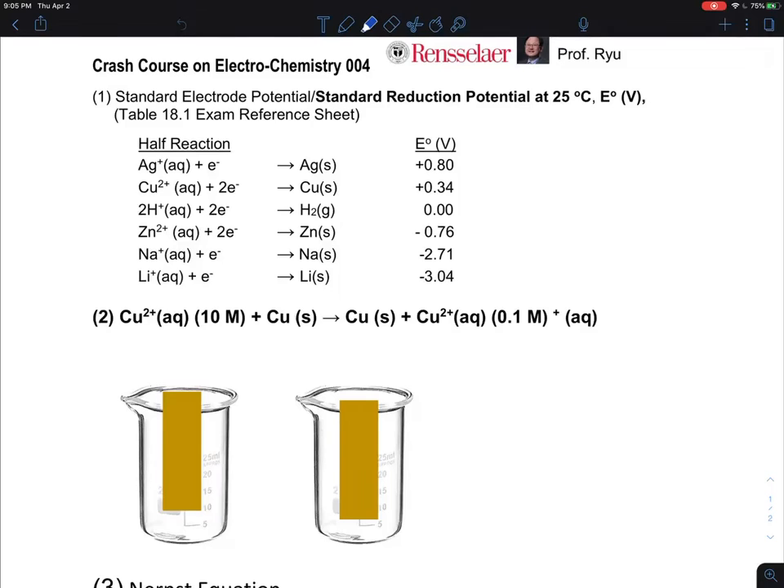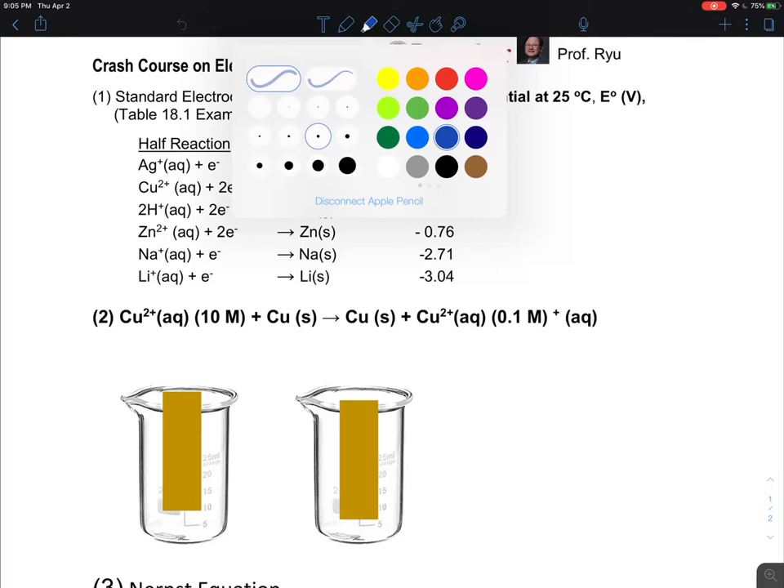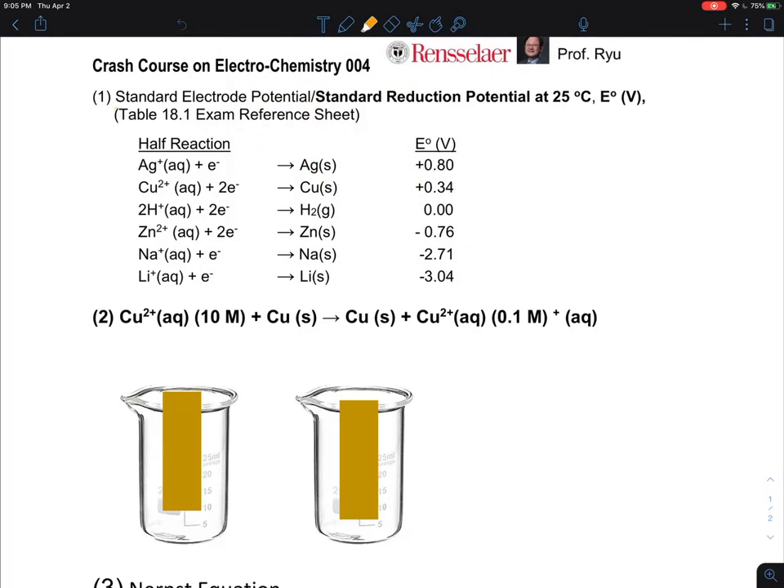So let me talk about the standard electrode potential. This is what the textbook said is the standard electrode potential. But the one that I want you to remember is the same thing that people are telling you, the standard reduction potential. And I took out some numbers from the exam reference sheet that is shown up here.